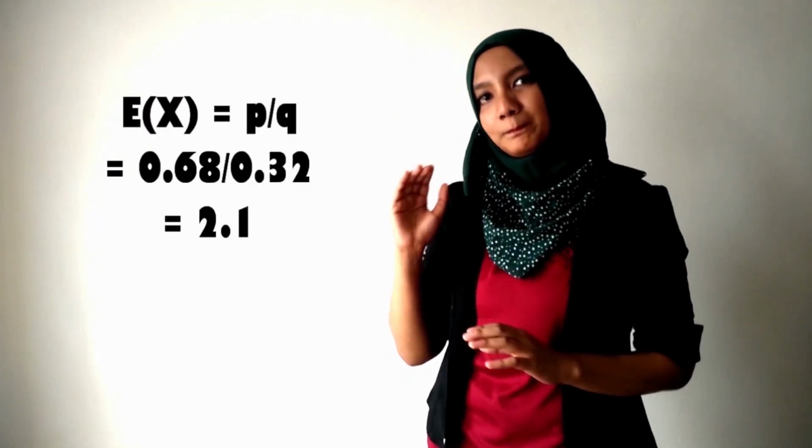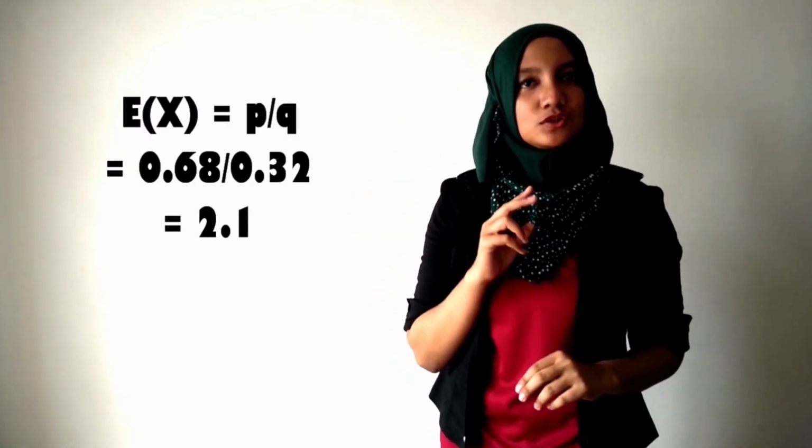Using the expectation formula for the geometric distribution, we can find E(X) equals P divided by Q, and we get 2.1. The expectation is that Hatake will score 2.1 times before missing a free throw.